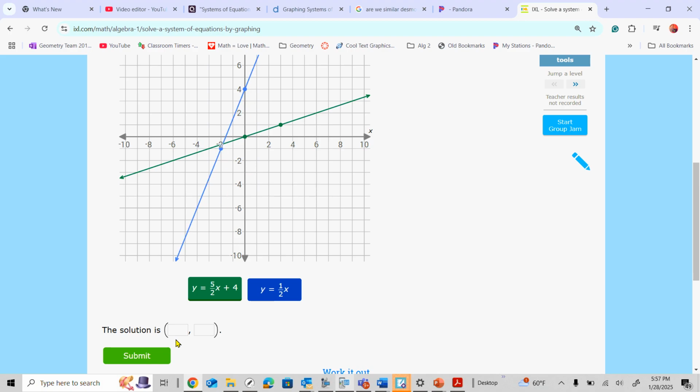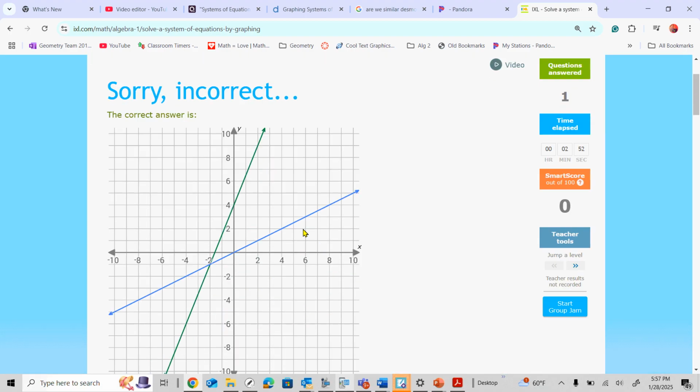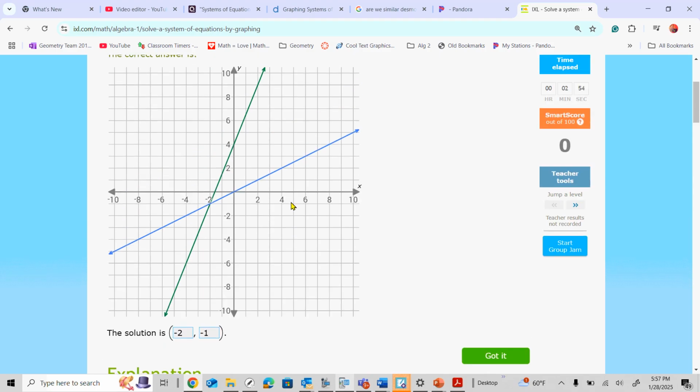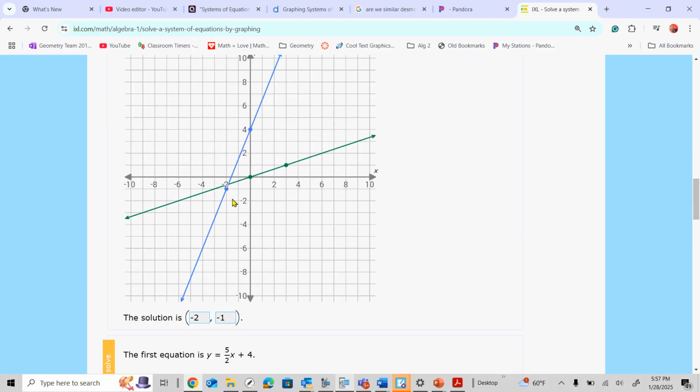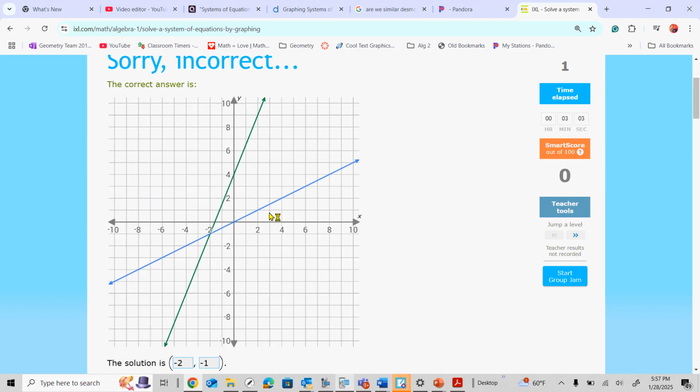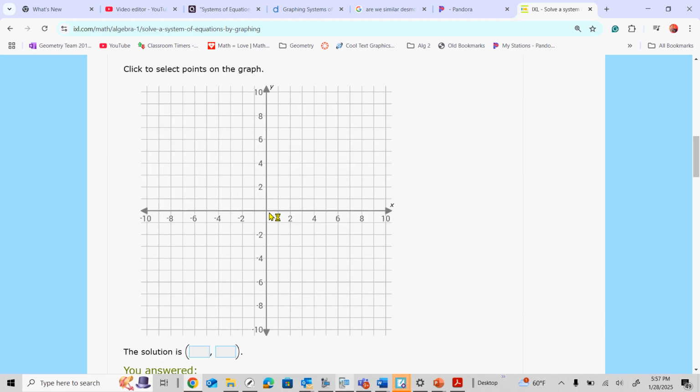All right, our solution is at the point -2, and then we're down 1, so -1. And I think this is going to end up marking it wrong, because my green line is showing actually this blue. So let's see what happens. You hit submit. All right, yeah, that's exactly what happened. Okay. You can double check your explanation right here. If you look, my graph looks the same. It's just the color of the lines are off.